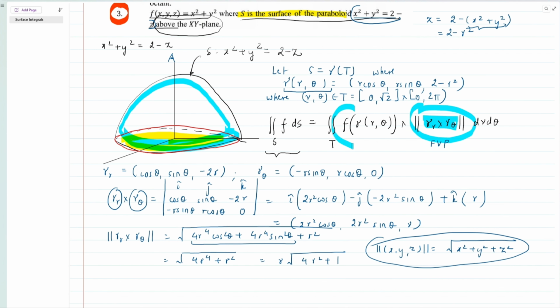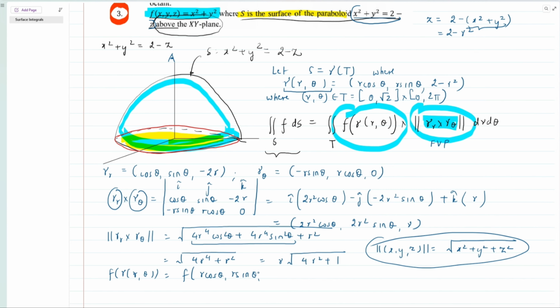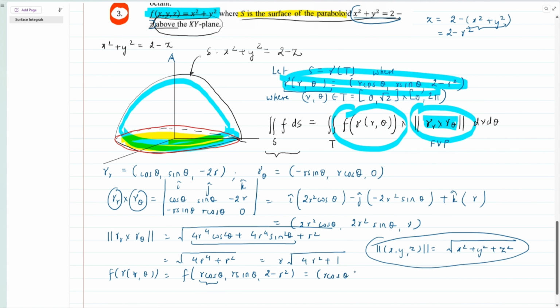Now we also need the function applied on gamma of r theta. The function maps x, y, z to x squared plus y squared. So f of gamma r theta is going to be f of r cos theta, r sin theta, and 2 minus r square. If you're wondering how this came, we have gamma of r theta right over here. Now applying f, which maps x, y, z to x square plus y square, we square x, r cos theta, and we also square y. If you simplify, this reduces to only r square. Thus we have the function, and we also have the norm of the normal.